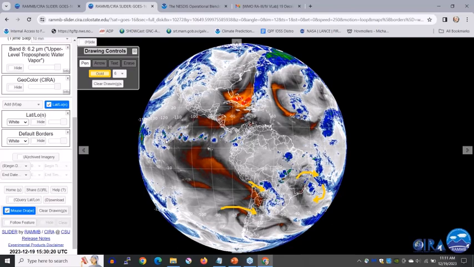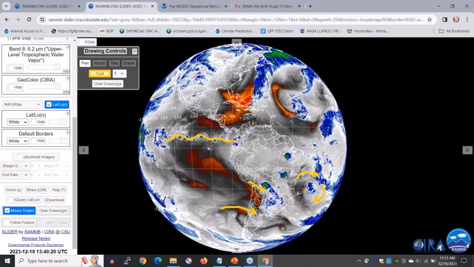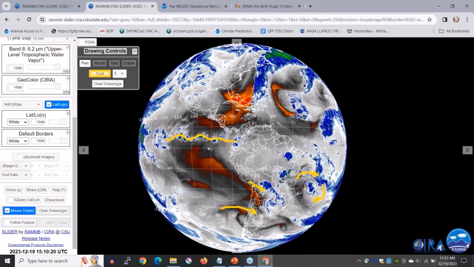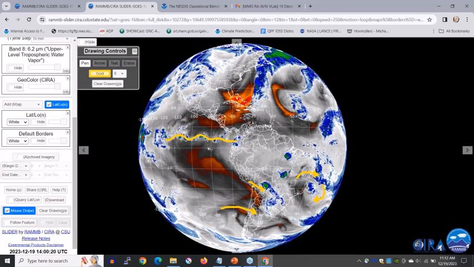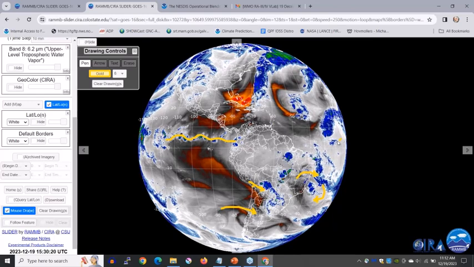Then we can also see the reflection of the ITCZ on the water vapor in the Pacific. In the Atlantic, we do not see a very clear reflection. There is not a lot of deep convection, but it looks like it's somewhere in here.